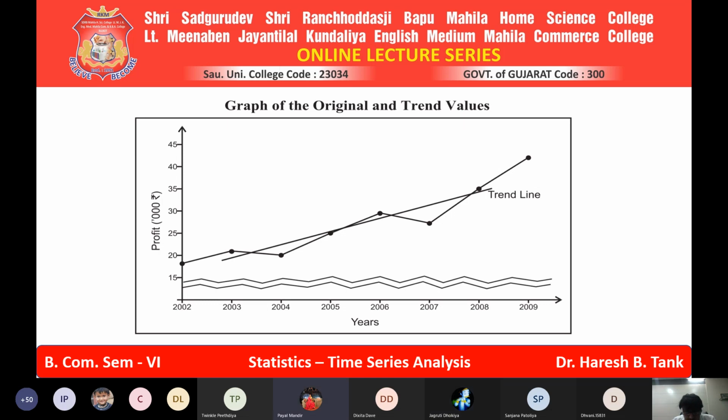Sir, in the exam, is this graphical method asked, like are we supposed to draw graphs? They may ask you. It is not a graphical method right now because you are using a 3 yearly moving average, but they can ask you to plot it on a graph paper. At that point of time, in the examination, the graph paper will be supplied by the university itself. So you have to ask your supervisor for graph paper, and he will supply it. Right? Let us shift to the next slide.